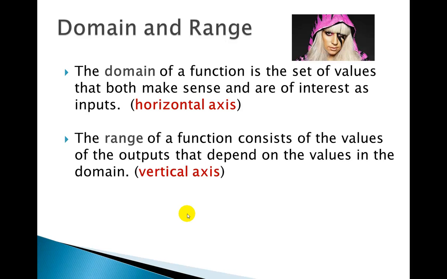And then range, that's the values of the outputs. They depend on what we put in. So you might see the range as the listing of the dependent variables. Domain's the independent variable, whereas range is the dependent variables. So we're looking at the vertical axes, we're looking at the y values.